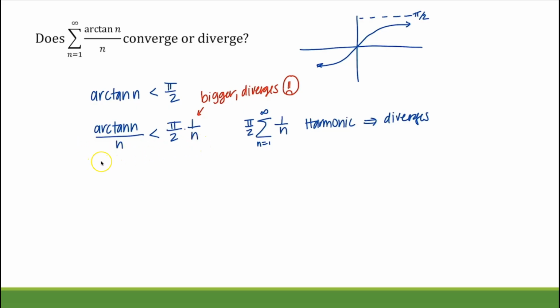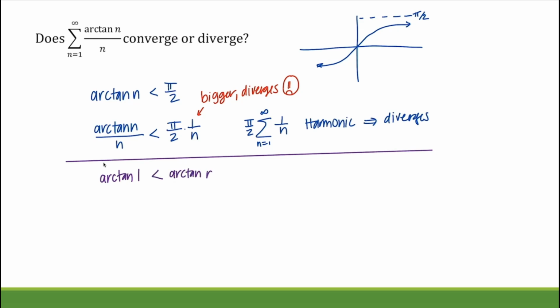And so what that means is that let's try something else. Let's try another comparison. Here's the comparison that we're going to use. I'm going to write it down and let's talk about where it's coming from. Here's something else that I know about arctangent. Arctangent of 1 is less than arctangent of n for n values greater than 1.